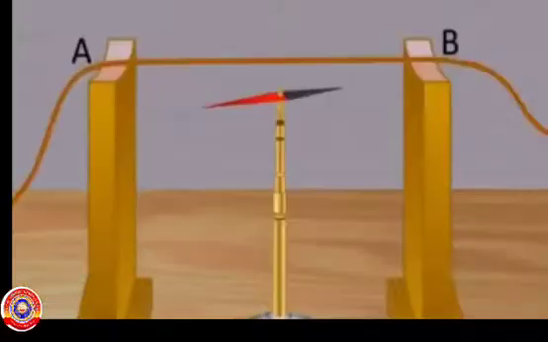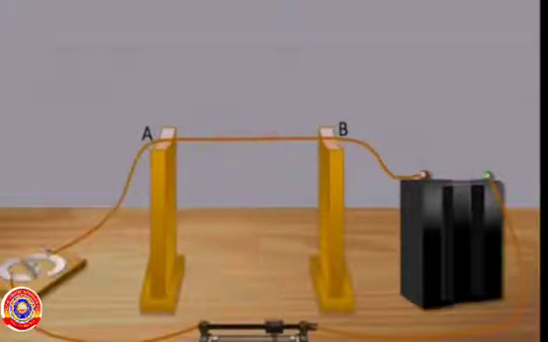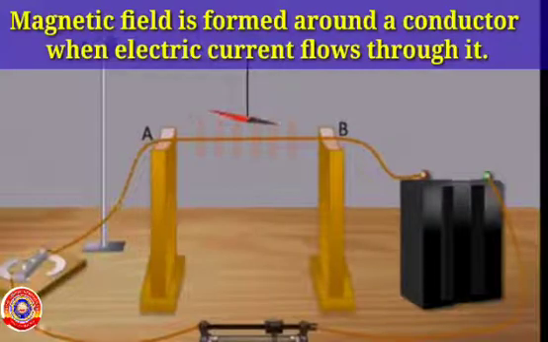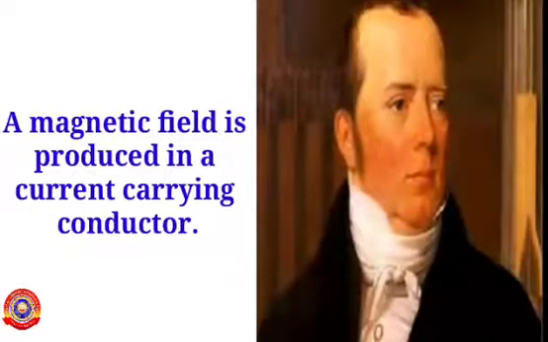Yes, when the switch is in off position, the magnetic needle doesn't deflect. And when the switch is in on position, the magnetic needle deflects. We know when a magnetic needle deflects, it means there is a magnetic field. So we can say a magnetic field is formed around a conductor when electric current flows through it. It was discovered by the scientist Christian Ørsted that a magnetic field is produced around a current carrying conductor.